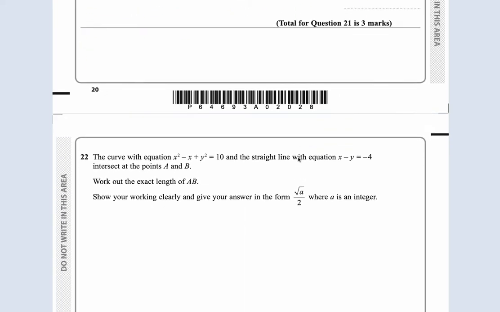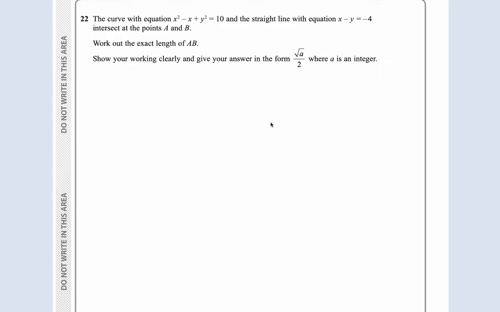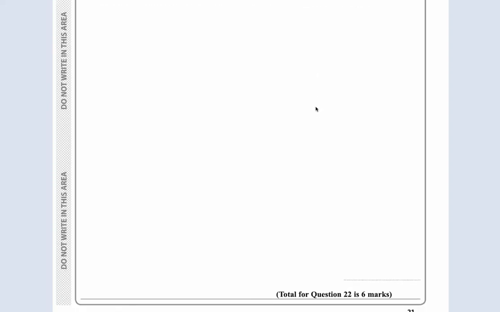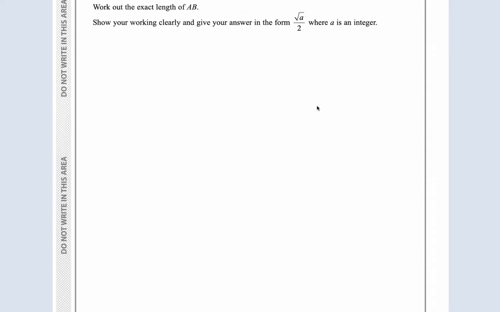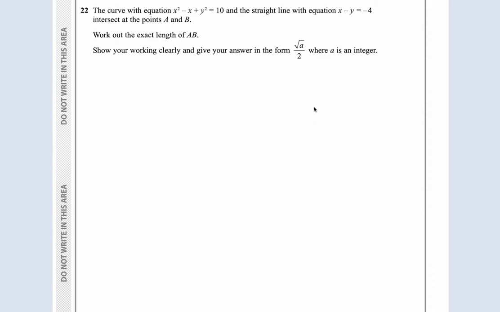That's question 21. Next, question 22. The curve with this equation and this straight line intersect at points A and B. Work out the exact length of AB. Show your working clearly and give your answer in this form. I was just thinking, guys, I haven't seen a difficult question yet. This paper has been quite nice, but I do know there are another four or five questions left. So maybe these are hard. I haven't seen them yet, but this one is hard for sure.